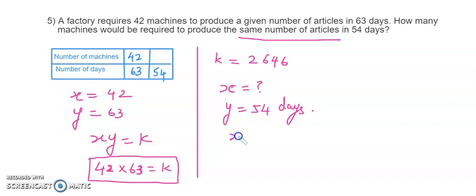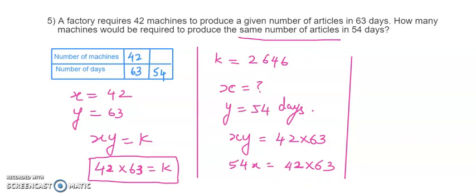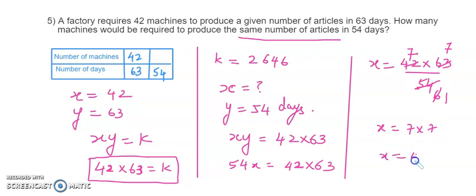So what we'll do is we'll say xy is equal to 42 multiplied by 63 for easy calculation. I told you I'll be doing that. So 54x is equal to 42 multiplied by 63. Right? Now, what will happen if we divide? So that is 42 multiplied by 63 divided by 54. 9 sixes are 54, 9 sevens are 63, 6 ones are 6, 6 sevens are 42. So x is equal to 7 into 7. x is equal to 49. So we are producing 49 machines in a day for 54 days, whereas in 63 days we were producing 42 machines in a day. Am I clear? Sure.